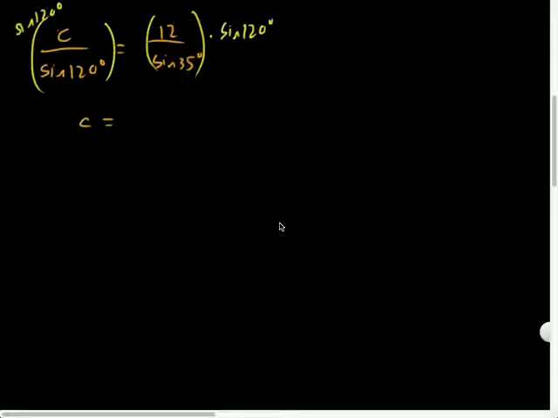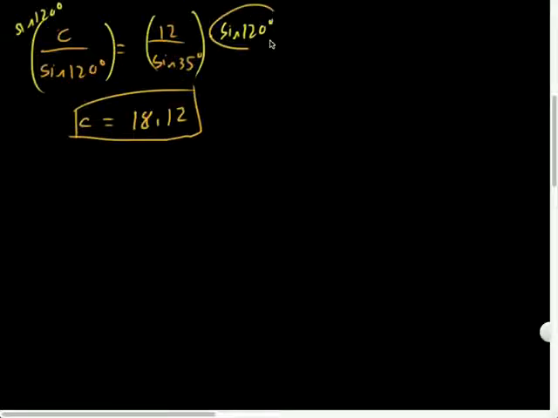Now let's see, I wonder if I enter it as sine 120, I got 18.12 for my end result there, which should be the largest side. And that is what the book says as well.